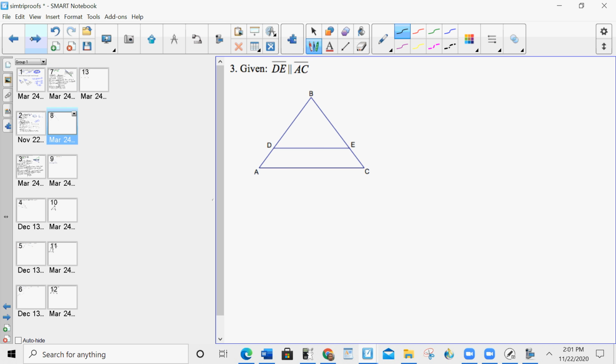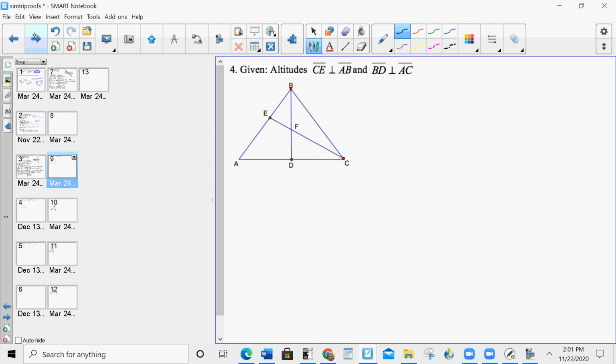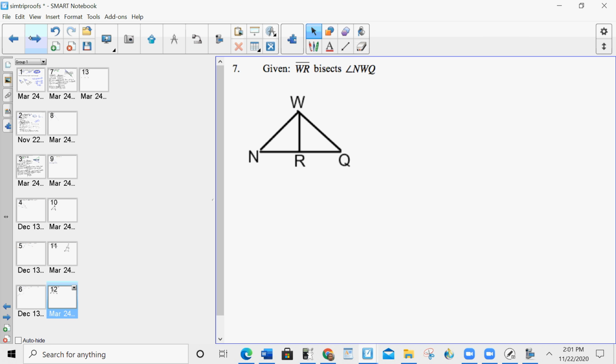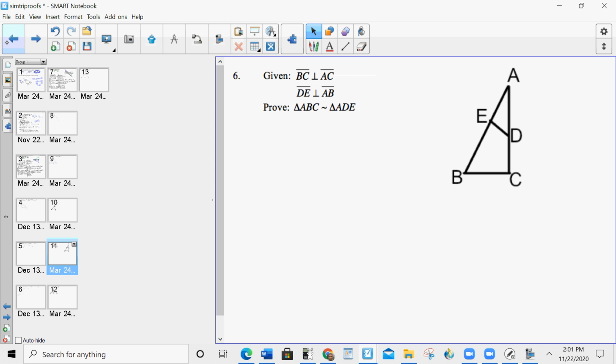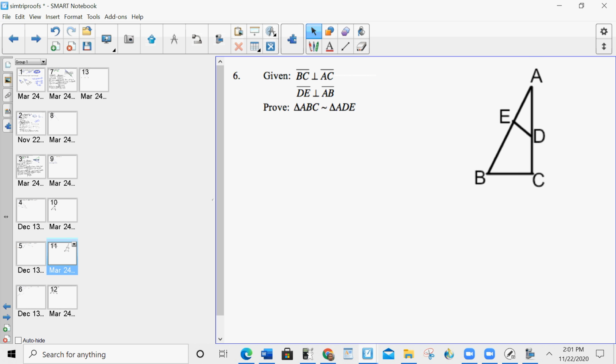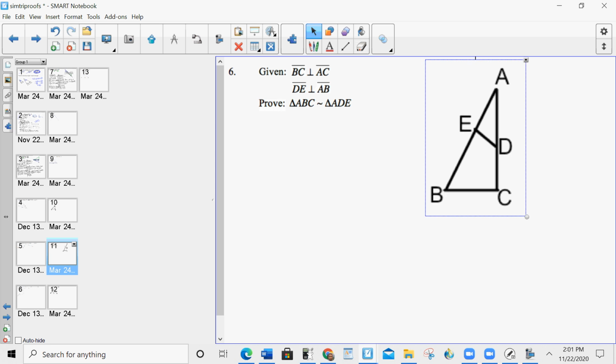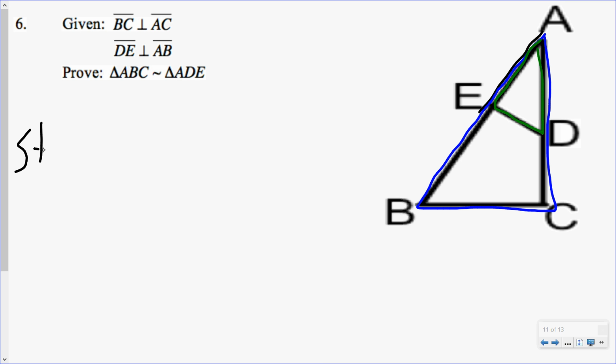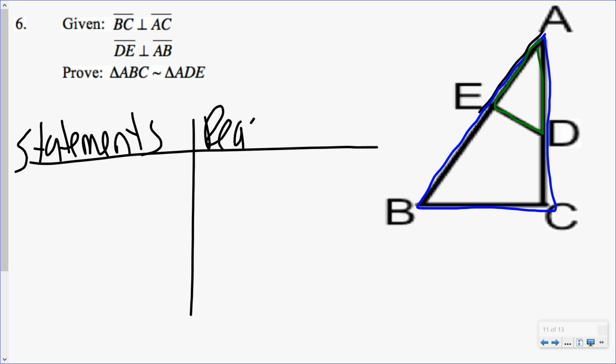So I'd like to go over maybe one or two more with you. I guess we can do 6. So it wants me to prove that triangle ABC is similar to ADE. In order to do that, I need to get two pairs of angles congruent. Statements, reasons.